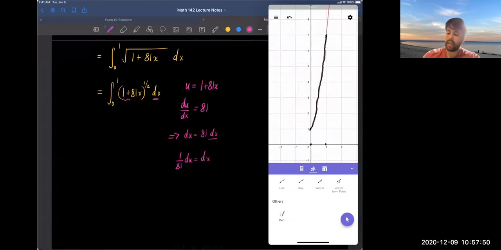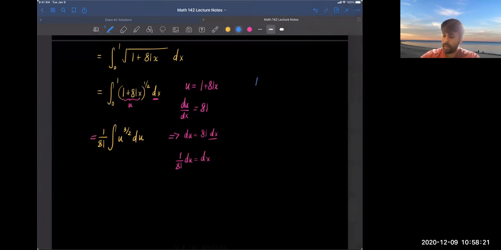So then this portion inside here is u, and this portion here would be 1 over 81 du. So if I rewrite this, I would get a 1 over 81 on the outside of the integral. I would get the integral, then I would have u raised to the 3/2 du. And then I have to change the bounds, don't I? So what are going to be my new bounds?